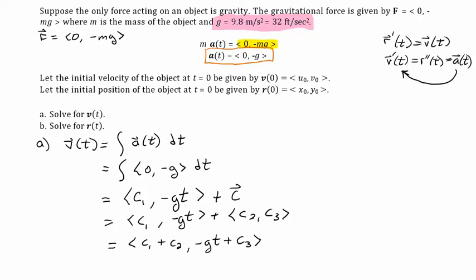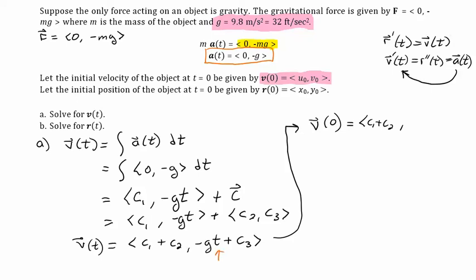Now, how do I figure out what these constants are? Well, that's where the initial value comes into play. We know that v of 0 is equal to u sub 0, v sub 0. So let's take this guy here. This is my v of t, right? So let's plug in v of 0. I'm still going to have this constant here, but I'm going to put a 0 in for t, so that's going to go away. That's going to give me just c sub 3.